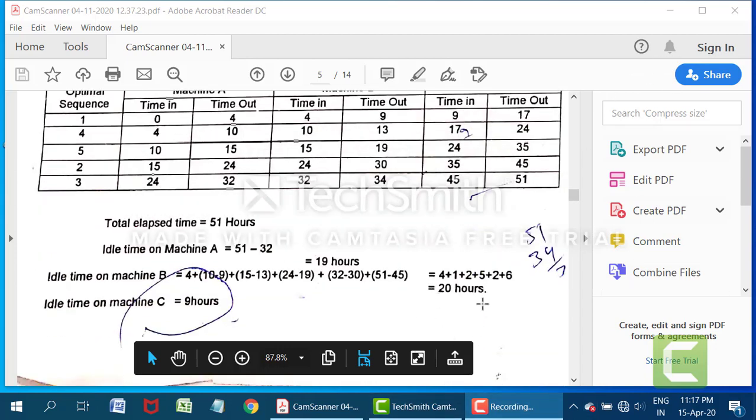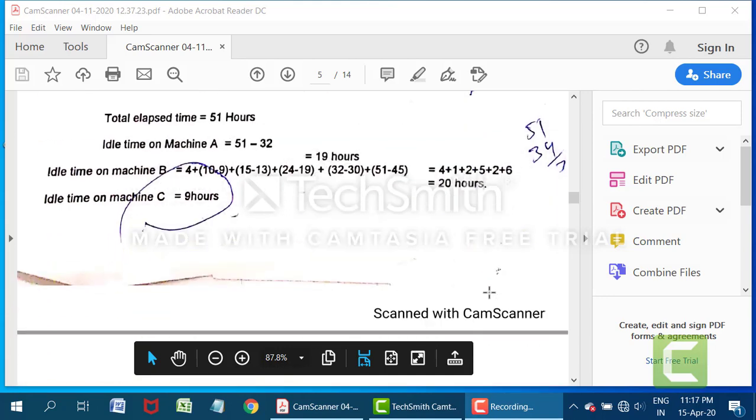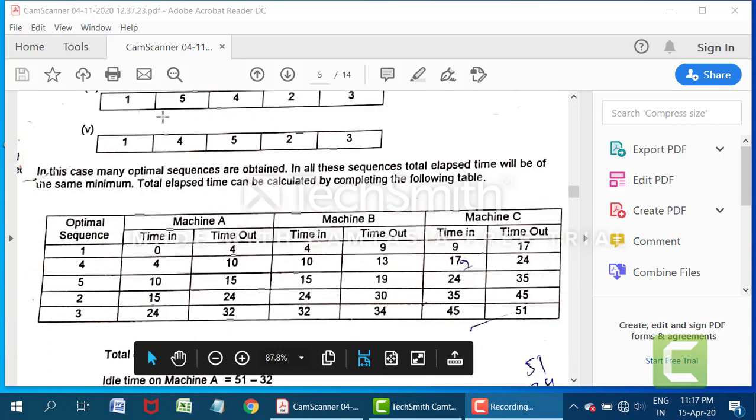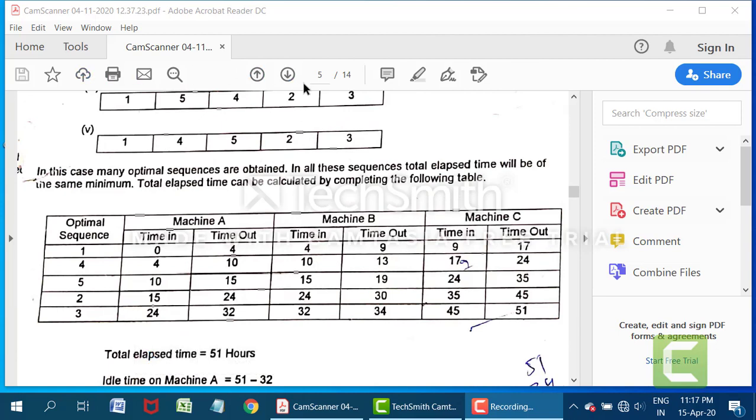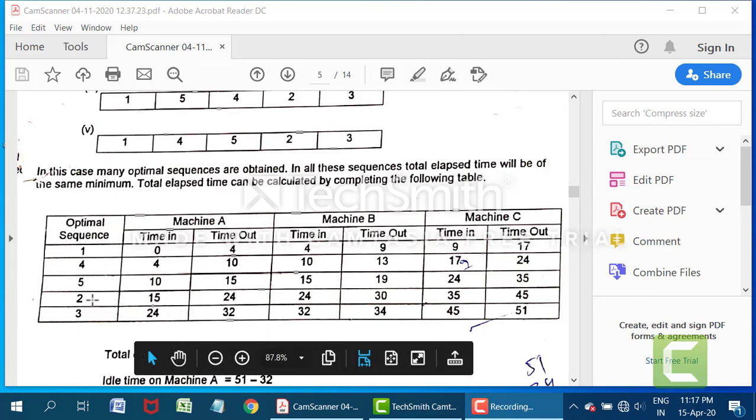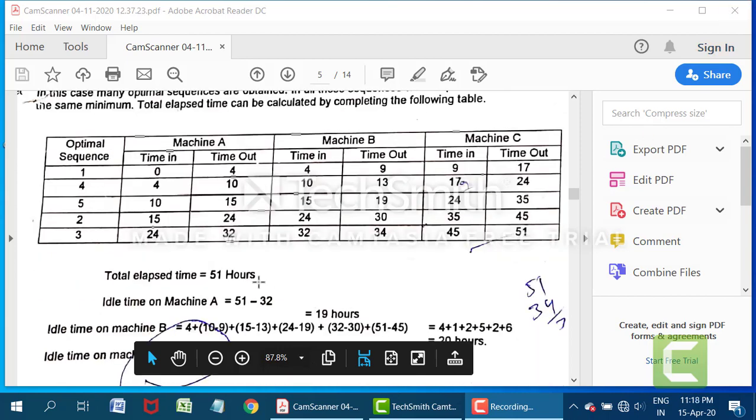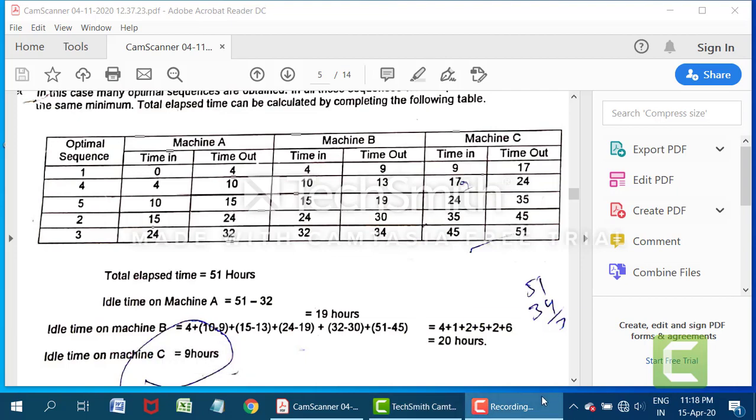Okay, this is how Johnson's algorithm is applied to n jobs 3 machines data. Here the optimal sequence is to be determined based on the fictitious machine data. That fictitious machine data is only used to determine the sequence. Once the sequence is determined, then time in and time out are to be calculated for the real machines, machine A, machine B, machine C, not on the fictitious machines. Remember. So total elapsed time should be found out. Idle times on machine A, machine B, and machine C must be computed. Okay. Right.